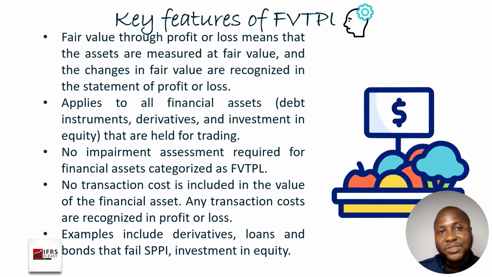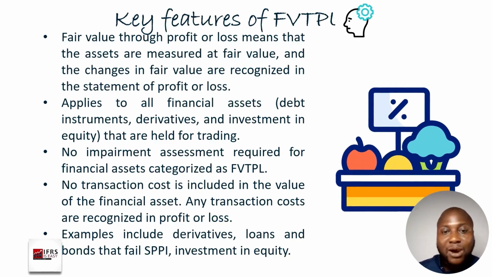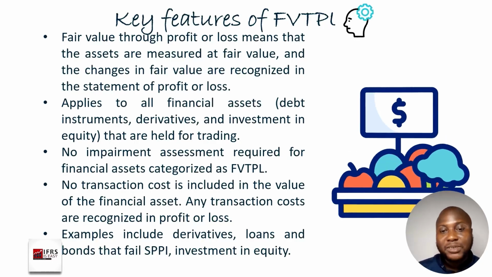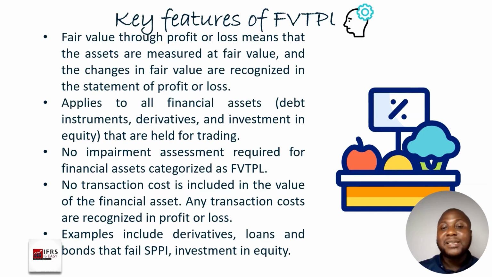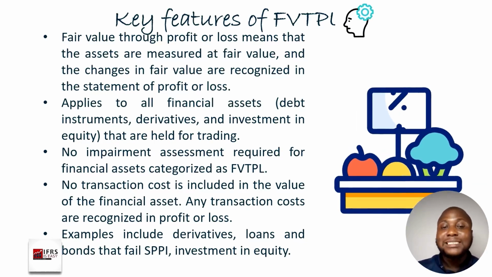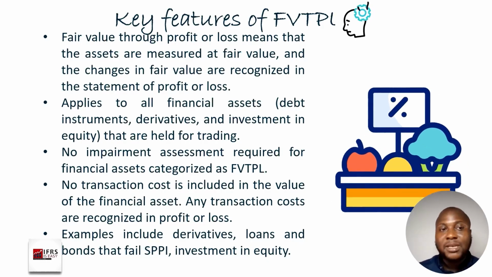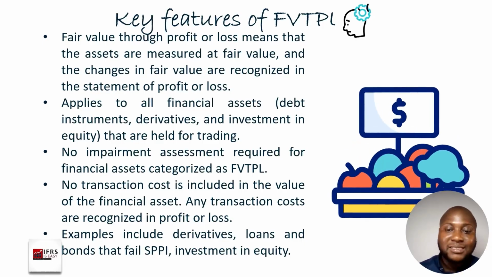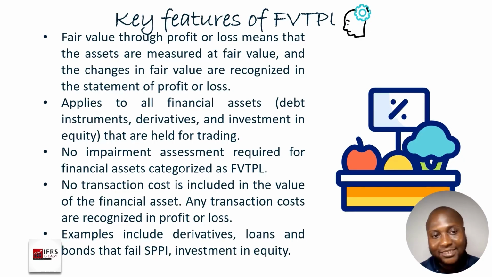If you remember what we discussed earlier, the key feature of amortized cost is that we are holding the asset or liability till maturity. If you look at the example that we talked about, we said that the bank gave out that loan for 3 years with a view to holding that loan till maturity, meaning that they don't intend to sell the loan to somebody else. And so because of that, we've used amortized cost, because we have identified that we are not selling the asset or the liability.